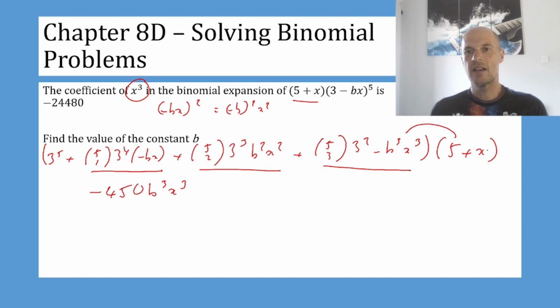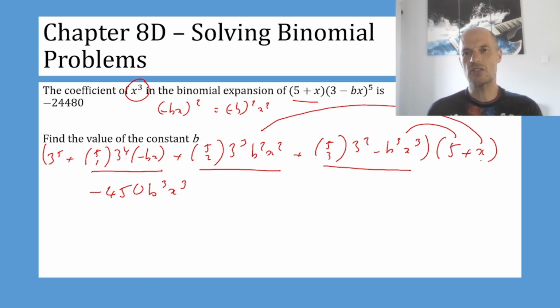Now, if I'm only interested in x cubed terms, the only way I'm going to get an x cubed term when I multiply this big bracket by x is by multiplying the x squared by the x to give me an x cubed term. I could do 3 to the power of 5 times x, but that would just give me an x. I can multiply the 5 choose 1, 3 to the 4 minus bx by an x, but that will only give me an x squared. But by multiplying this x squared by the x, that will give me the x cubed.